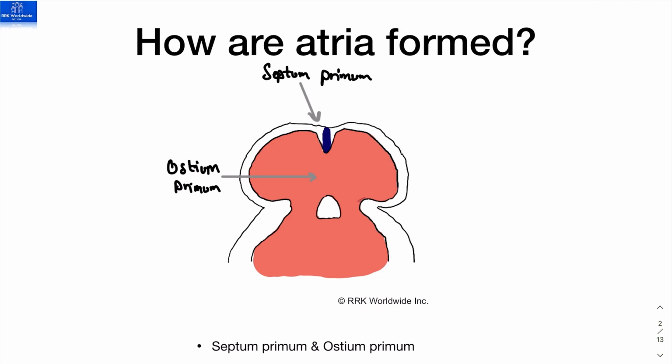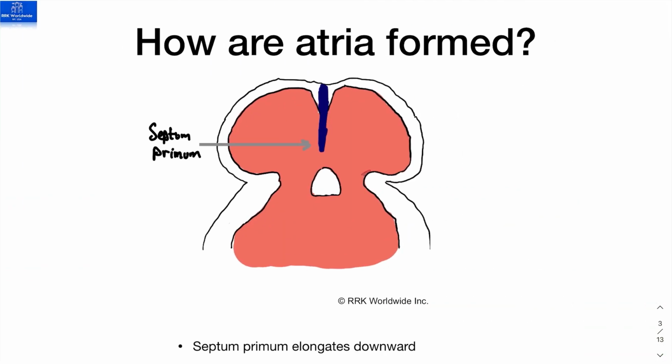How are the atria formed? The first step is you have the endocardial cushions at the base of the two atria over here, and then you have the septum primum that starts to grow downwards from the top, and as it grows downwards, the gap between it and the endocardial cushions is known as the ostium primum. As you could see over here in a better diagram.